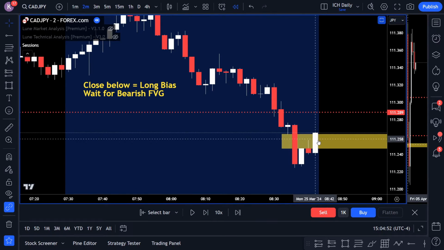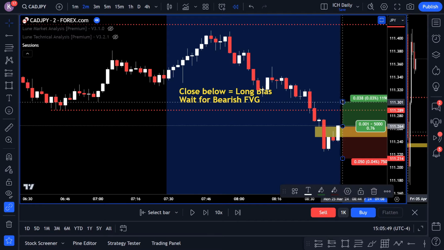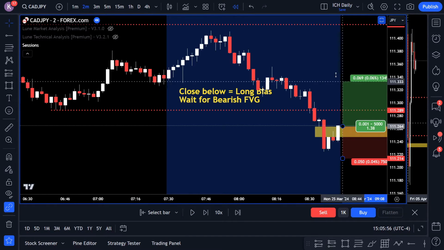So we not only wicked above, but we closed above. This would be our trigger. We can enter a market long. So when setting your take profit, you want to think, where is an obvious spot? If you were short, where would your stop loss be?